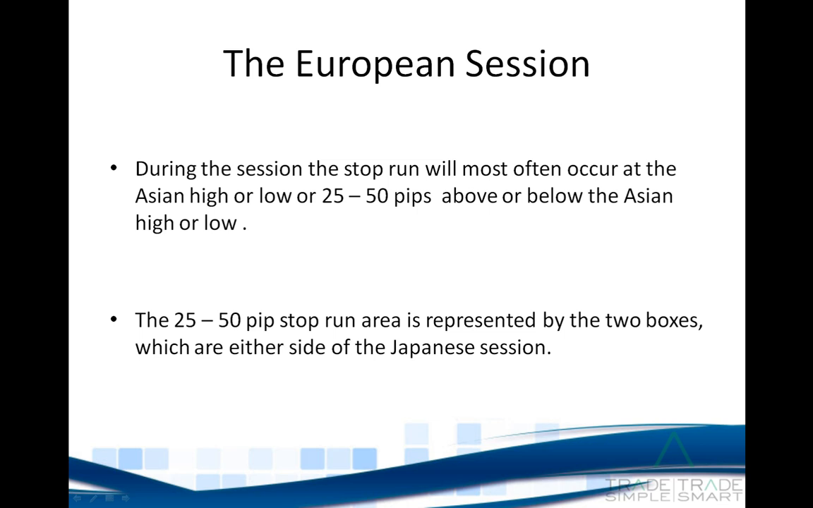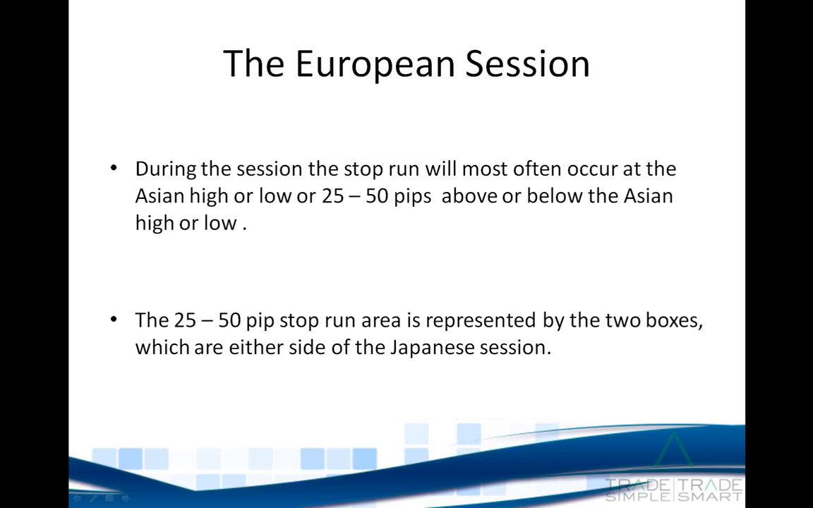And if we don't get the stop run or the M and W formation around this level, you'll typically look for identified areas which are 25 to 50 pips above or below the Asian high or low. And this is obviously whether you're looking to trade long or short. Now, on the chart, the 25 to 50 pips stop run area is represented by the 2 boxes which are either side of the Japanese session.